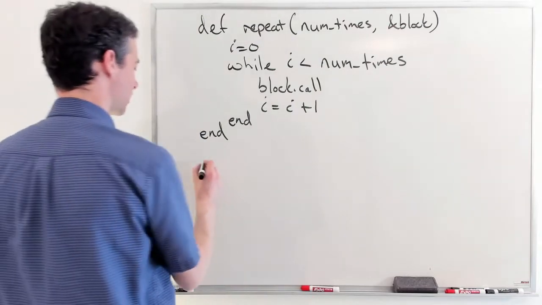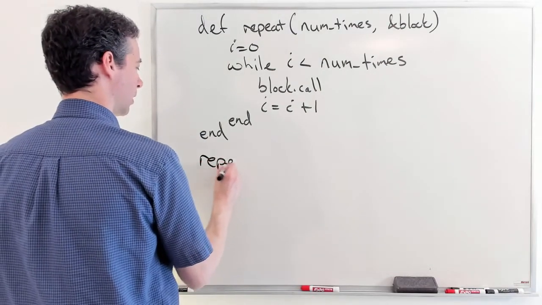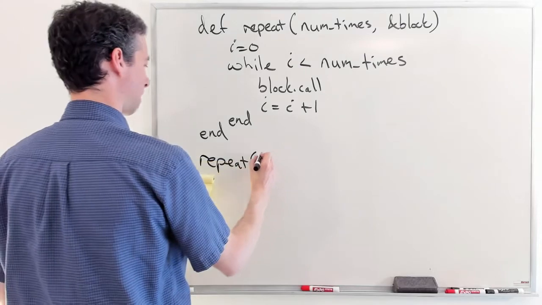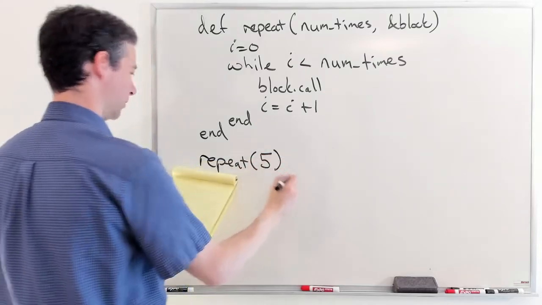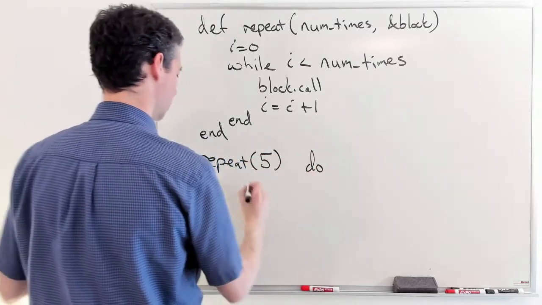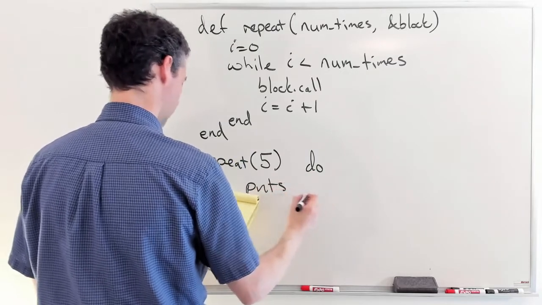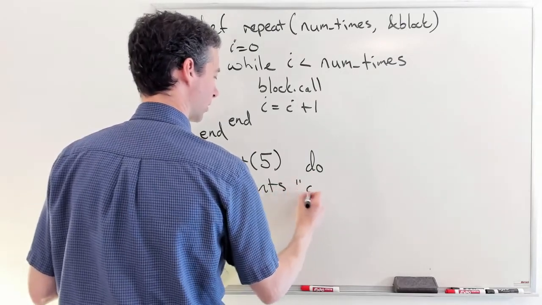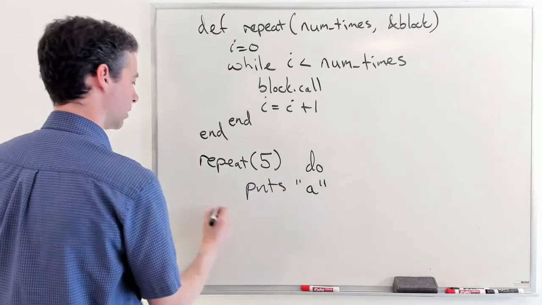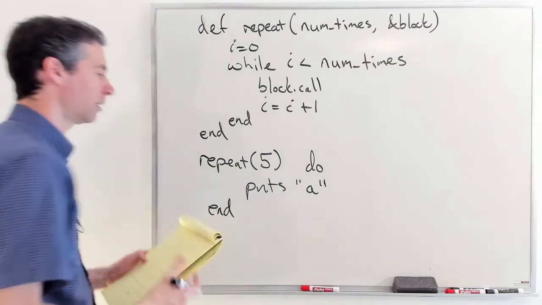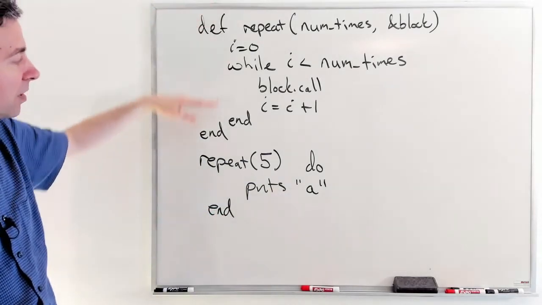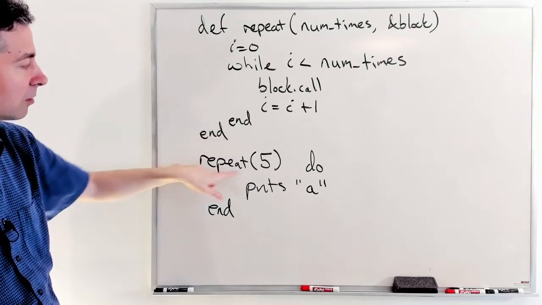So if we write next, if we call, and we can do repeat 5, do puts, let's say the letter A, and then end. All right. So this defines that method. Then we hit this and we call repeat 5.